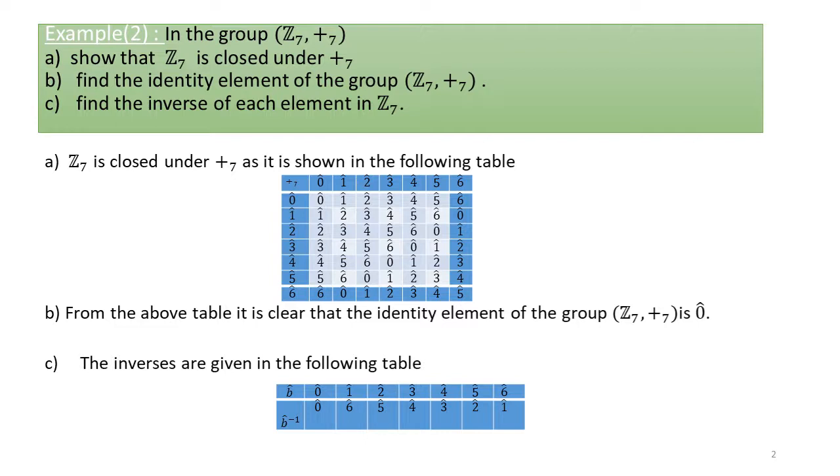B. From the above table, it is clear that the identity element of the group Z7, plus 7, is 0. Number C. The inverses are given in the following table. The inverse of 1 is 6. The inverse of 2 is 5. The inverse of 3 is 4. The inverse of 4 is 3. The inverse of 5 is 2. The inverse of 6 is 1. And the inverse of 0 is 0.